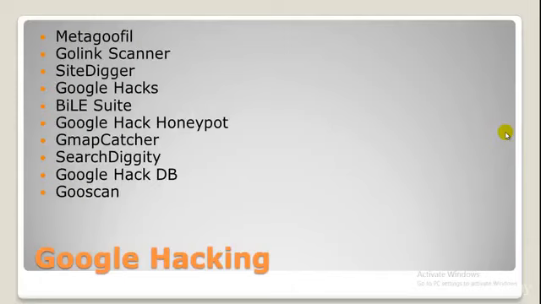Then we have Google Hack Honeypot, which is the reaction to a new type of malicious web traffic actually, and it is a search engine for hackers. You can go ahead and check it at ghh.sourceforge.net. And GHH implements the honeypot theory to provide additional info security to your web presence. We have Gmap Catcher, Search Diggity, Google Hacking Database, as I showed you, and finally GooScan. GooScan is a tool that automates queries against Google search appliances, and these queries are designed to find potential vulnerabilities on your websites. So that would be it for this tutorial.